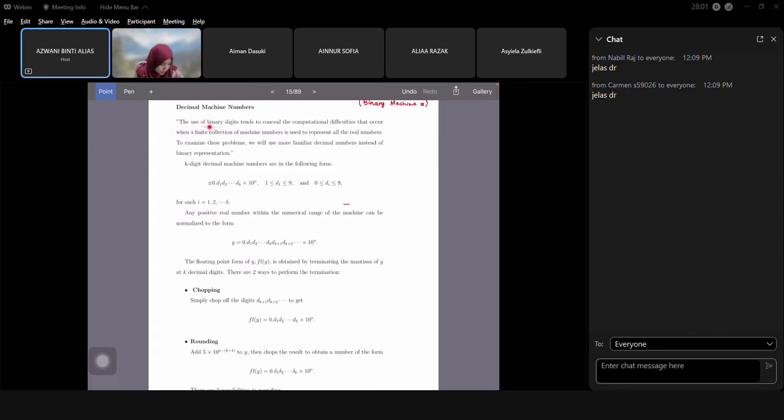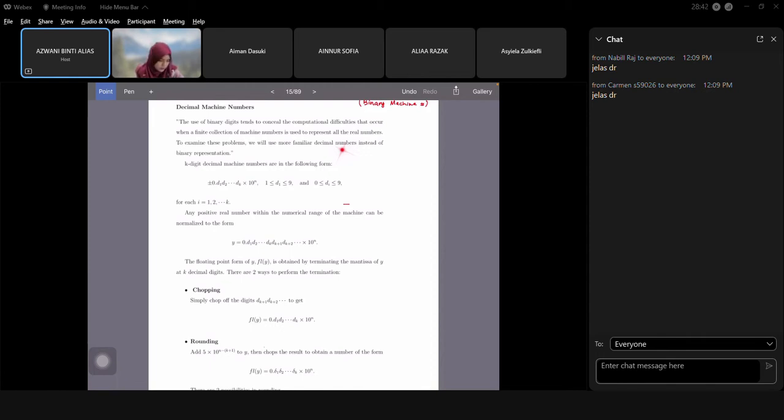Okay, so the use of binary digits tends to conceal the computational difficulties that occur when the finite collection of the machine number is used to represent all the real numbers. To examine this problem, we use more familiar decimal places instead of binary representation. So from now on, in this subject, kita akan guna decimal number. Sama ada pengiraan kita akan mention calculation will be done in 6 decimal places or 4 decimal places.